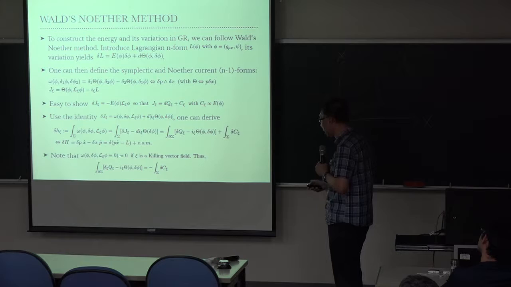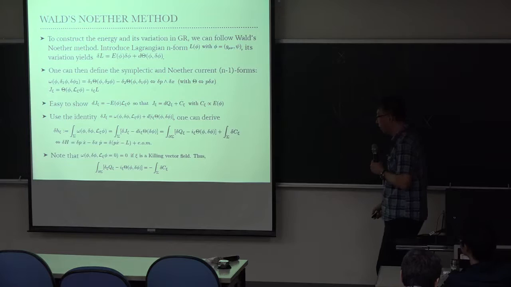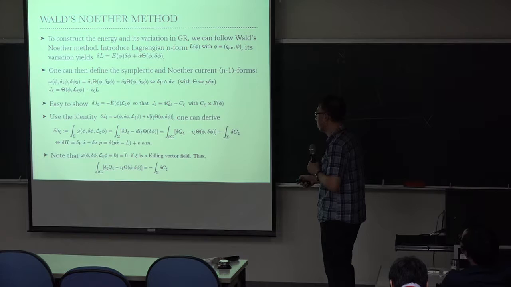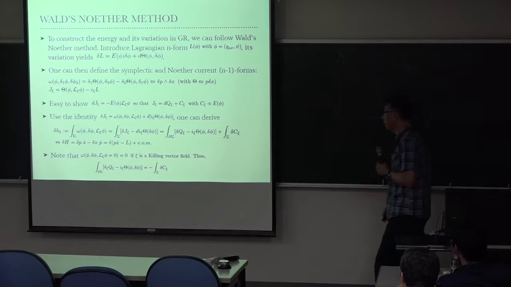And remember, if we now consider the Killing vector field, then the Lie derivative of φ equals zero. So suppose we also assume that the background field also admits the Killing vector field. Because this symplectic form is in some sense a bilinear structure, it equals zero. If this is the case, then we finally arrive at this kind of condition: this quantity equals this δQ_ξ.